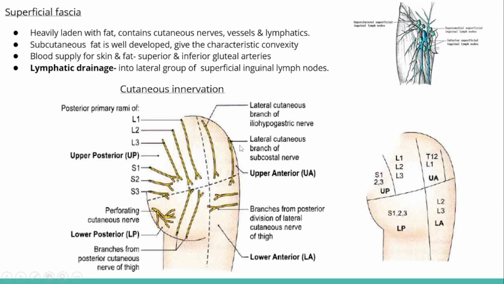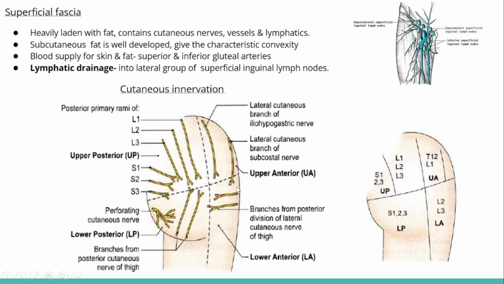So we'll go from superficial to deep. First, we look at the superficial fascia of the gluteal region. The superficial fascia consists of fat, and because of this heavily laden fat, it gives a characteristic convex appearance. In this superficial fascia, it contains cutaneous nerves, vessels, and lymphatics.